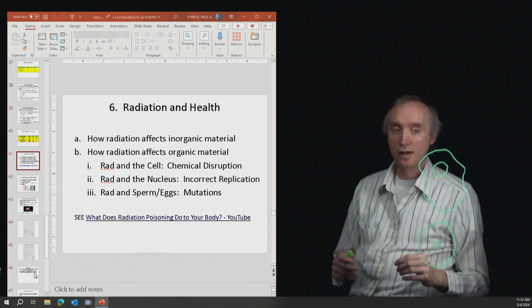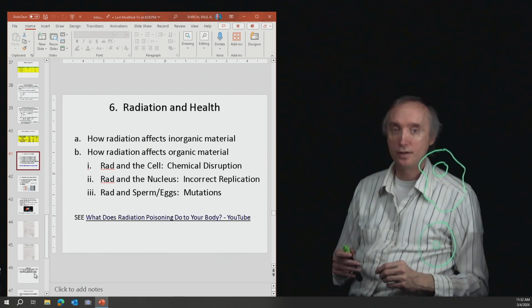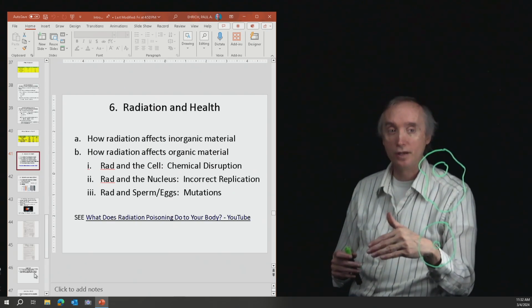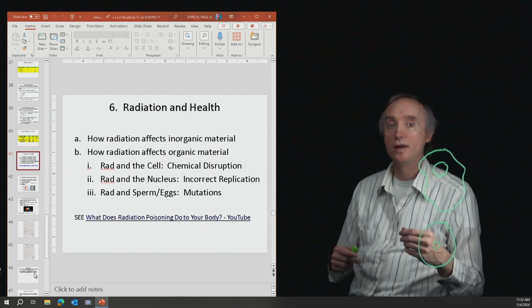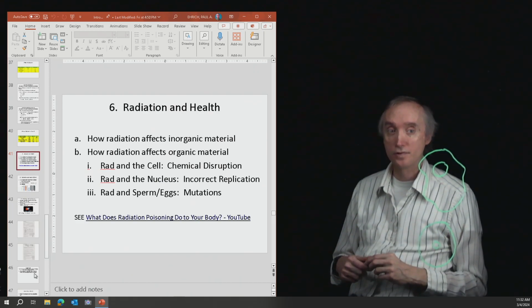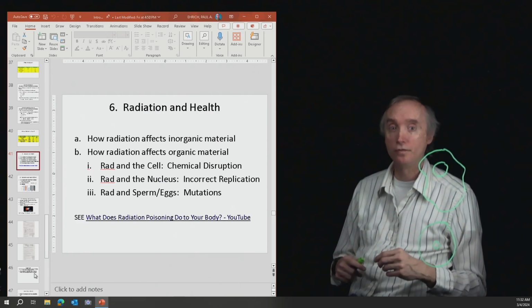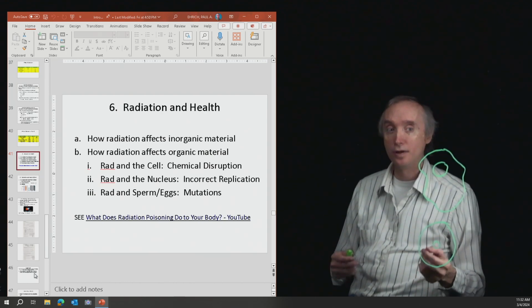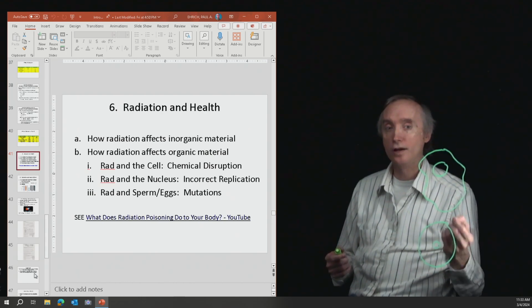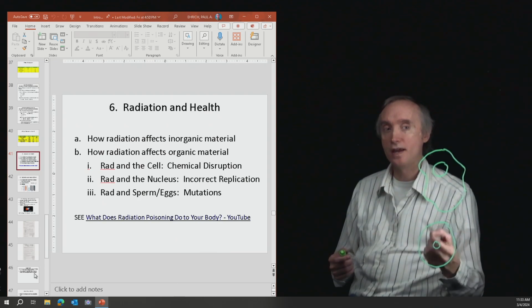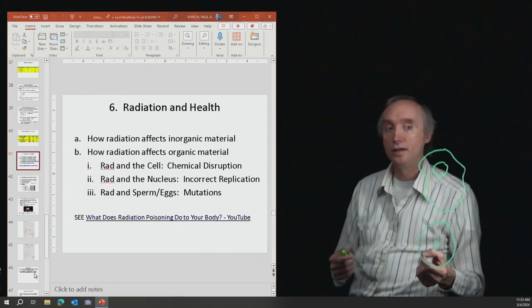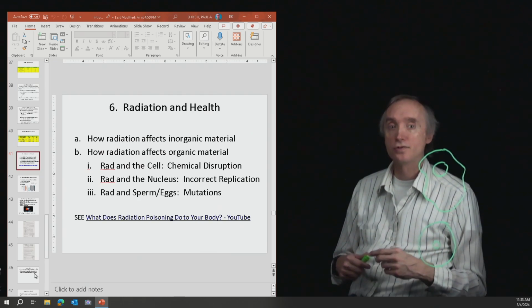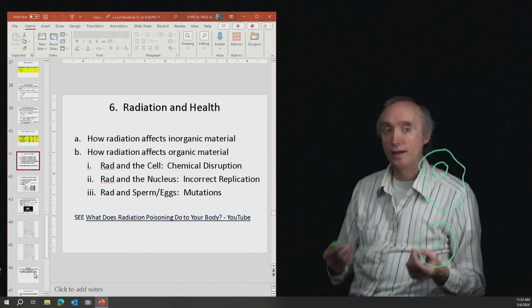Now, the least likely to happen is the radiation is going to come in and hit your eggs or your sperm. So if you're a male, it's going to be your sperm. If you're a female, it's going to be your eggs. But in either case, the radiation is going to come in and damage the DNA in your eggs or your sperm. So why is that even less likely?